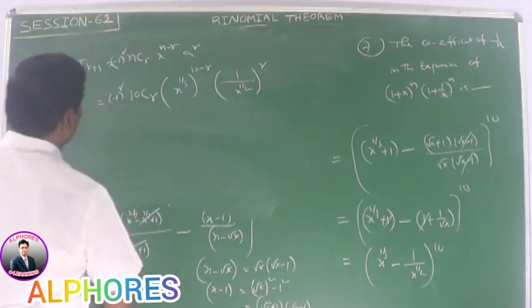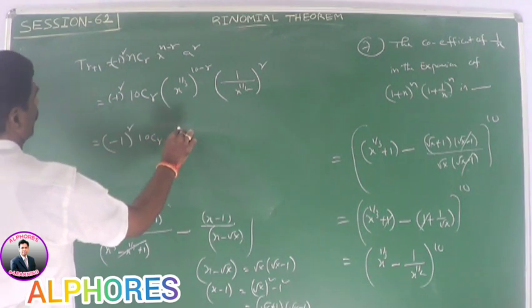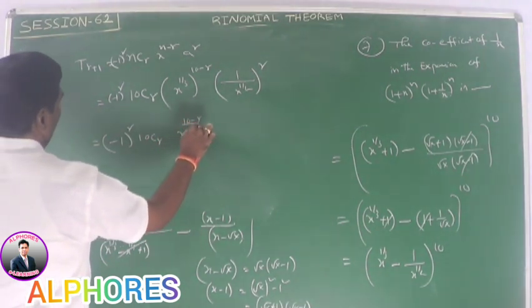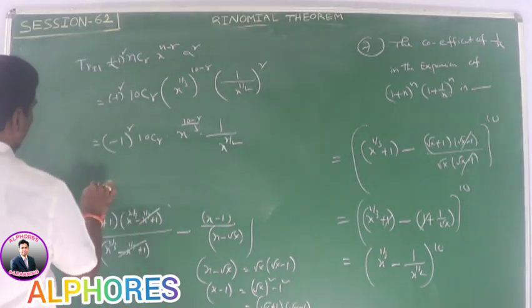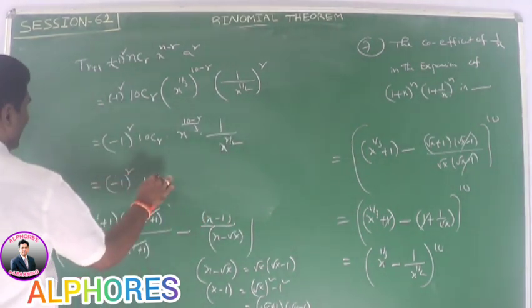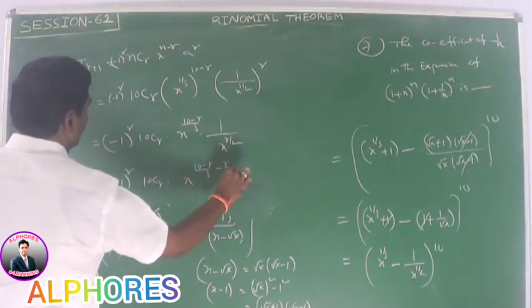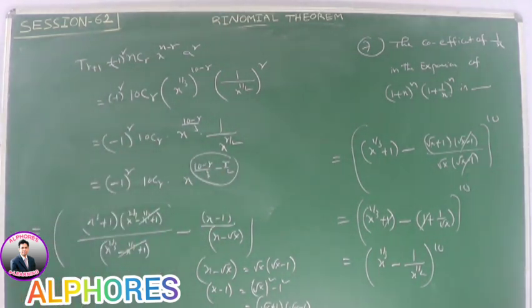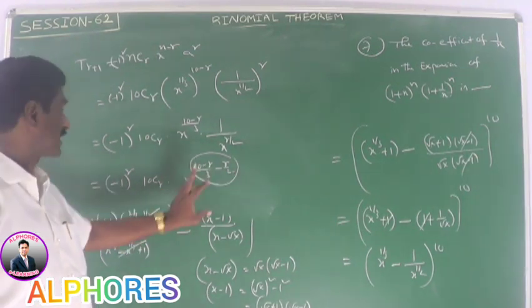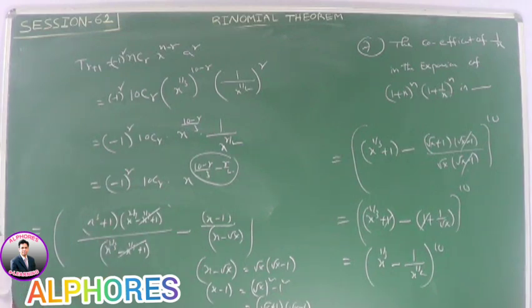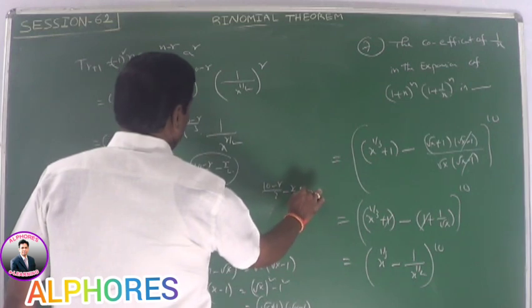Okay. That is equal to (minus 1) whole power r into 10Cr into x power (10 minus r) by 3 into 1 by x power r by 2. That is equal to (minus 1) whole power r into 10Cr into x power (10 minus r by 3 minus r by 2). For getting the constant term, the power of x must be 0. By equating this value, we find the value of r and substitute the value of r in this equation. That means 10 minus r by 3 minus r by 2 is equal to 0.